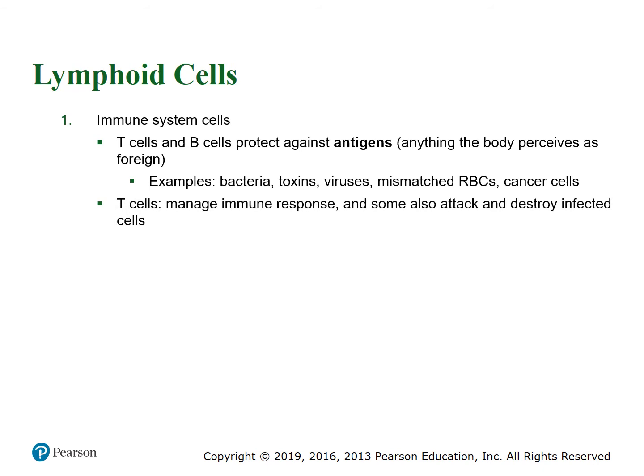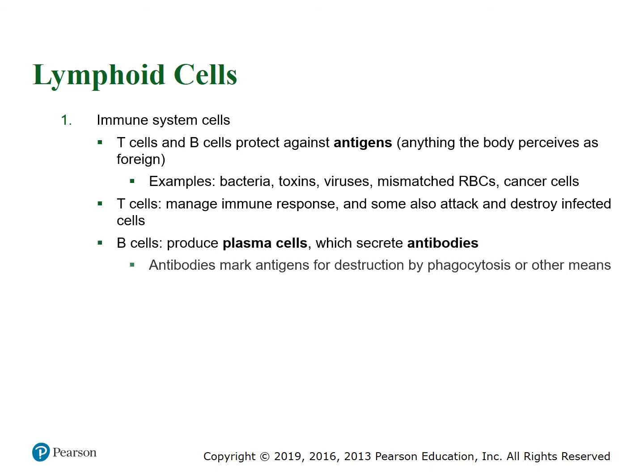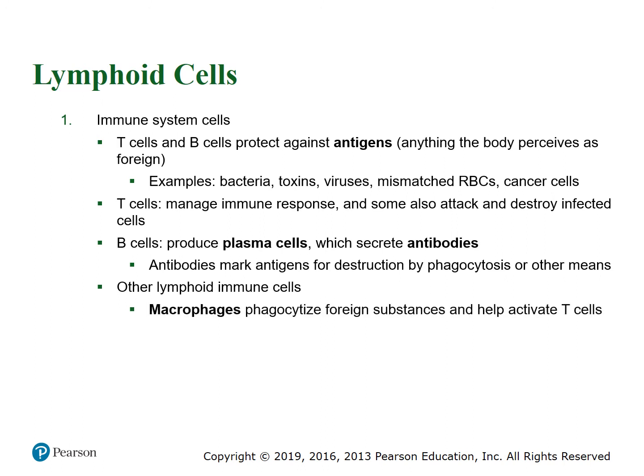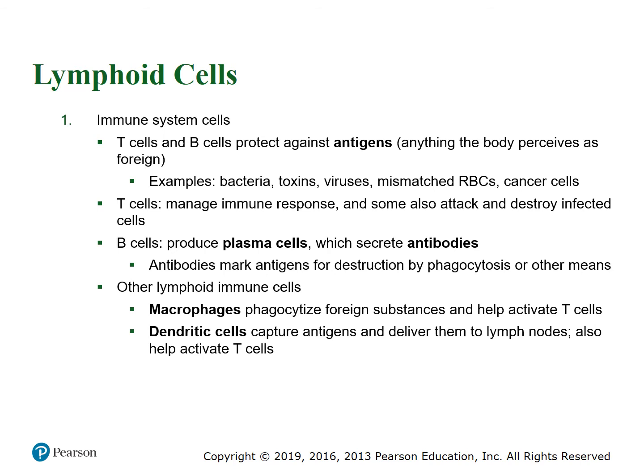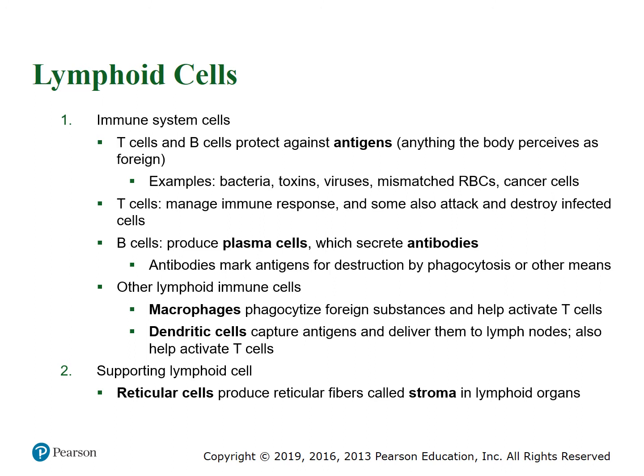Again, a lot of this is repetition of what you've seen already. B cells produce antibodies, and there's the job of antibodies. Other lymphoid immune cells are going to be macrophages, which are there for phagocytosis, but they also help activate T cells. A good example of that would be a dendritic cell, which you see right here. The supporting lymphoid cells include reticular cells, and these produce reticular fibers that help support the structure of the lymphatic organs. And stroma, again, is scaffolding for immune cells. This is sort of a location where these immune cells can cluster.